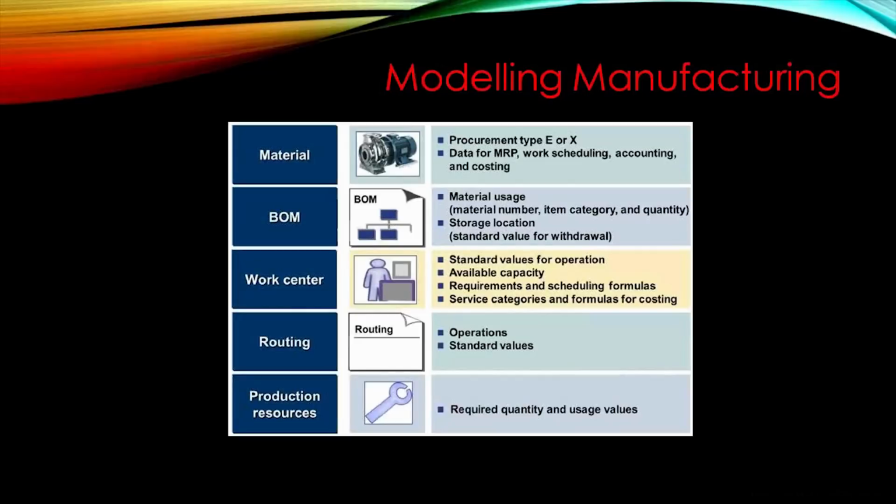So first we'll start with modeling manufacturing. When I say modeling manufacturing, it basically means that during the modeling part, we can divide all the data in SAP production planning into 5 different parts. So here you can see the material master that we already covered earlier. And then we have also seen what is bill of materials.